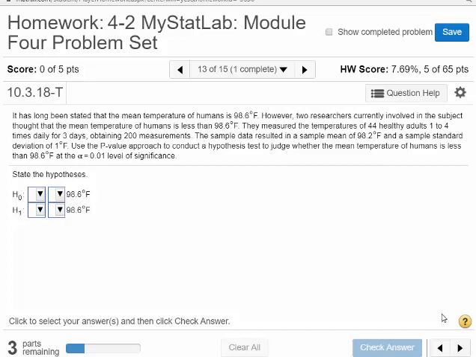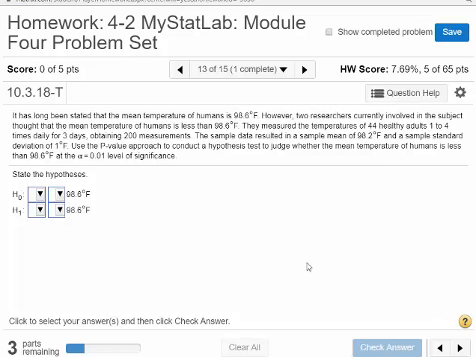The sample data resulted in a sample mean of 98.2 degrees Fahrenheit and a sample standard deviation of 1 degree Fahrenheit. It says to use the p-value approach to conduct a hypothesis test to judge whether the mean temperature of humans is less than 98.6 degrees Fahrenheit, at the alpha equals 0.01 level of significance. Okay, we can do this.